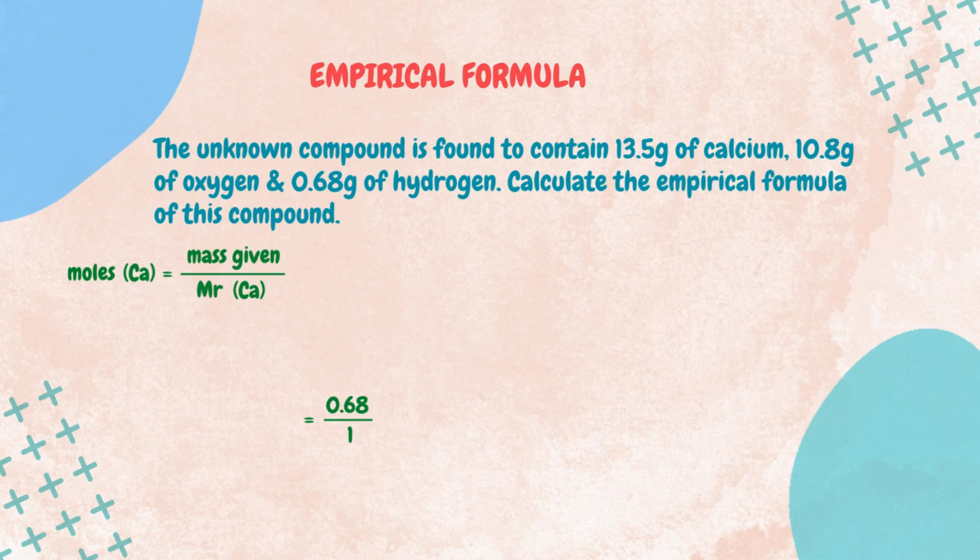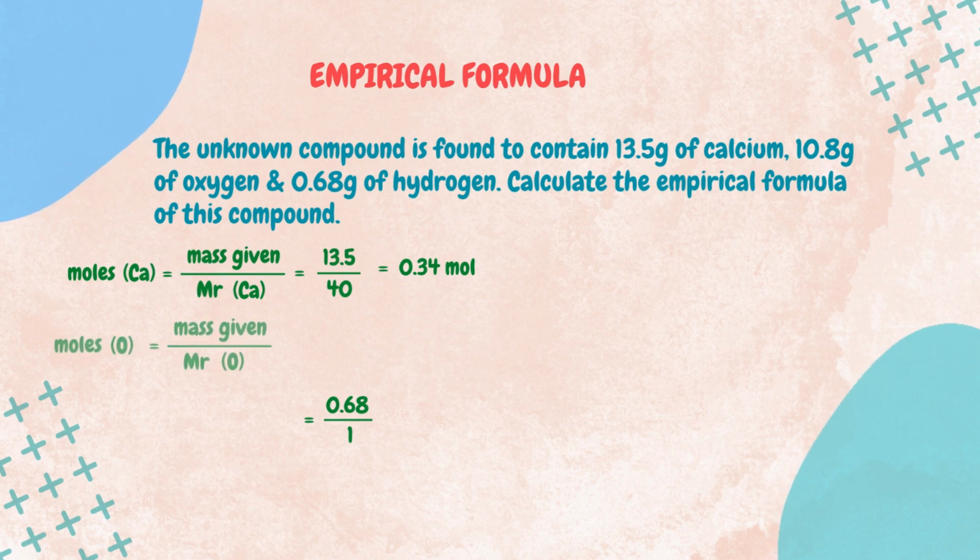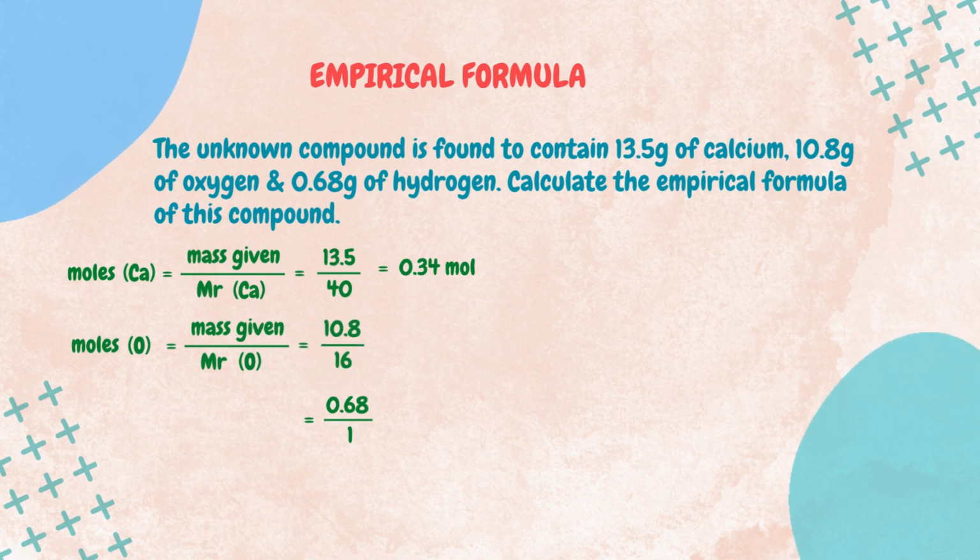The number of moles of calcium is equal to the mass given over the molar mass of calcium. The mass given is 13.5 grams. The molar mass of calcium is 40 grams per mole. 13.5 over 40 gives 0.34 moles. The number of moles of oxygen is equal to the mass given over the molar mass of oxygen. The mass given is 10.8 grams. The molar mass of oxygen is 16. 10.8 over 16 gives 0.68 moles.